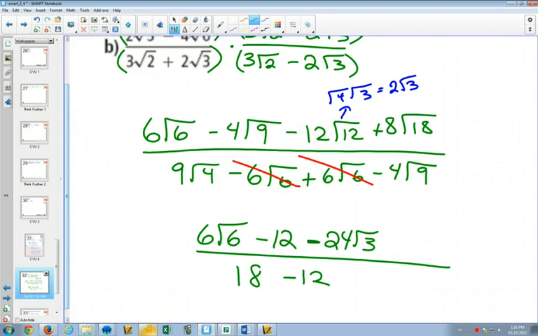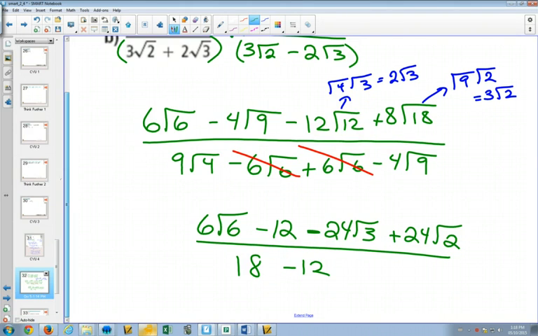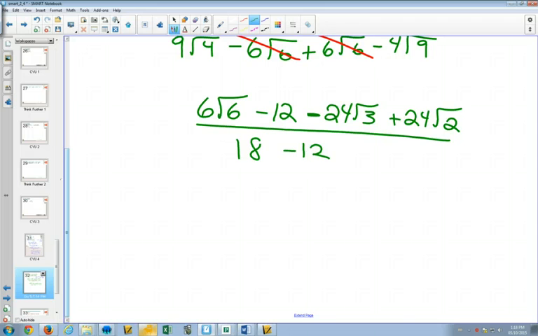Because the square root of 12 is 2 root 3, and then this 12 times the 2 root 3 will become 24 root 3. Okay? Same thing here. Square root of 18 is the same as square root of 9 times square root of 2, which is equal to 3 root 2. And if that 3 root 2 gets multiplied by the 8, well, 8 times 3 is 24, and we're left with 24 root 2. On the bottom, 18 minus 12 will be 6.